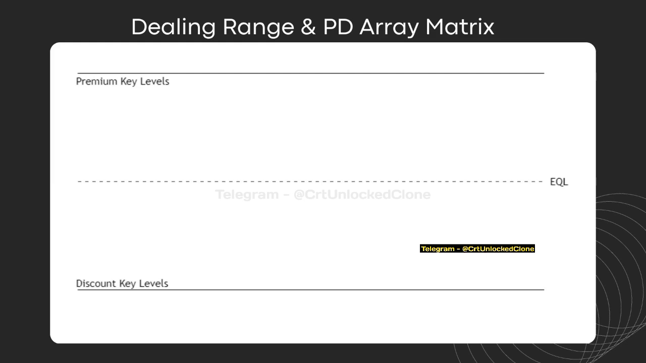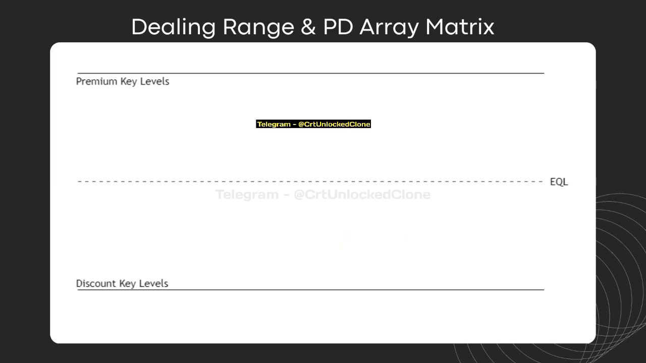Now, what you need to remember is that inside this dealing range, or this PD array matrix, we will have multiple key levels, and these key levels will be both in the premium region and the discount region. These key levels could be in the form of order blocks, breaker blocks, rejection blocks, fair value gaps, or maybe even in the form of highs and lows.